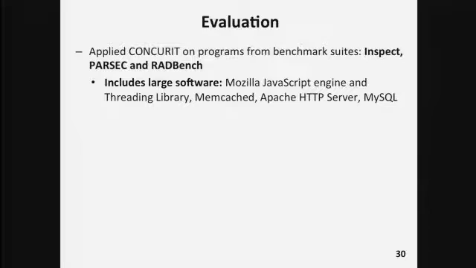So just to give you an idea, as I mentioned, most of the model checking techniques do not scale, but we managed to run it on very large software, including the Mozilla JavaScript engine, the threading library, Memcached, Apache HTTP server, and MySQL, and we managed to actually reproduce a number of bugs that have been reported in the bug database in a robust way, and the tests are like 5 or 6 lines of code, and that was a big success for us.